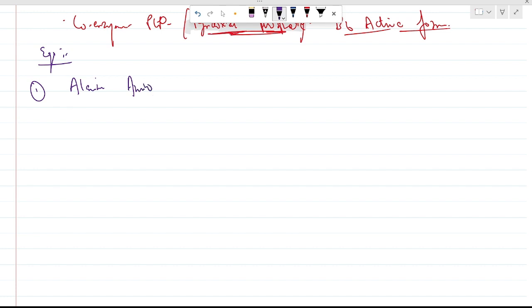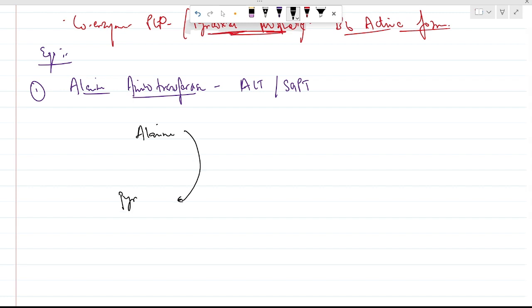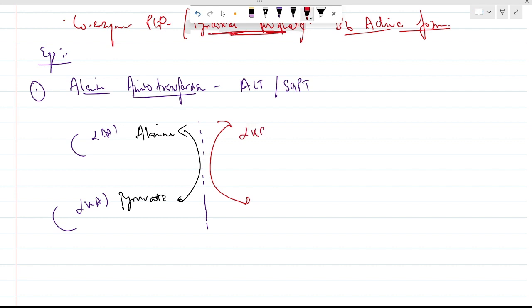Alanine aminotransferase, ALT. It's also called SGPT. Here, first we have alanine getting converted to pyruvate. We have also seen this reaction in the pyruvate dehydrogenase discussion, go check that one out. And in correspondence, this is one alpha amino acid, this is one alpha keto acid, and here alpha ketoglutarate will be formed.